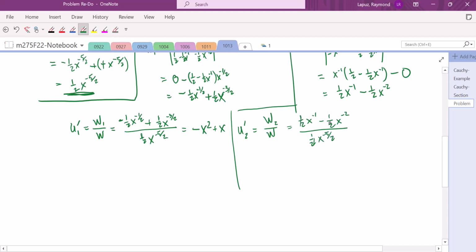So again, the 1 halves would just cancel, and we have x to the negative 1 divided by x to the negative 5 halves. So we would imagine 5 halves positive minus 1. So that would be 3 halves positive. So it'll be x to the positive 3 halves.